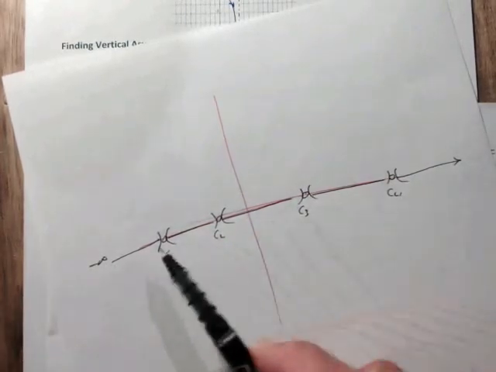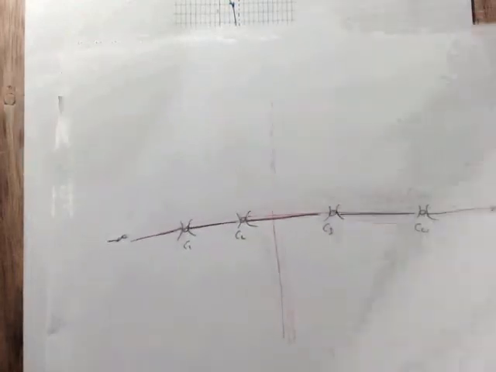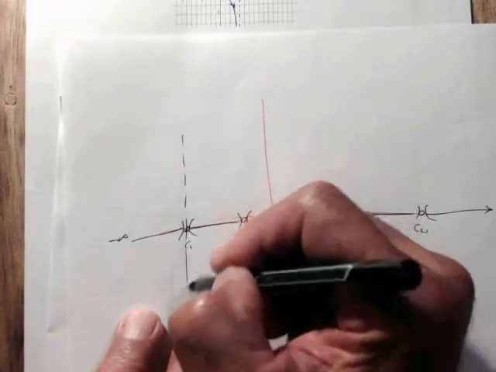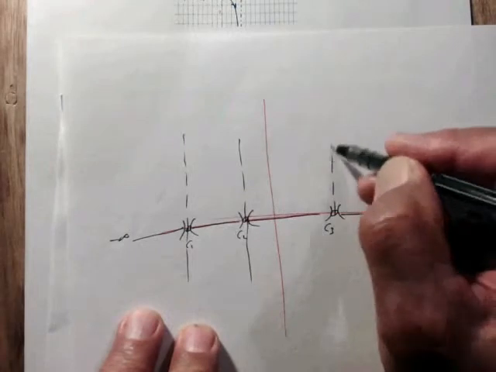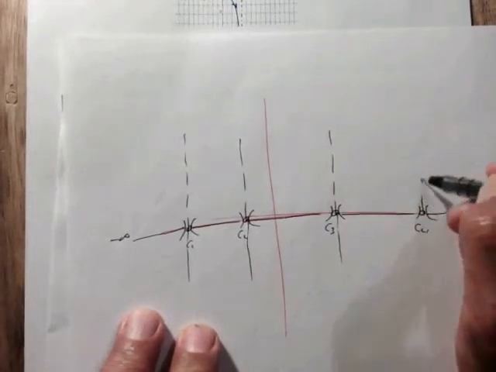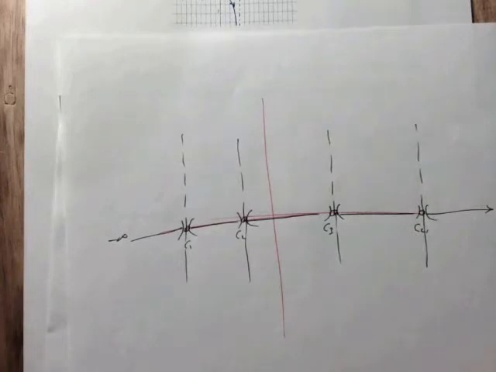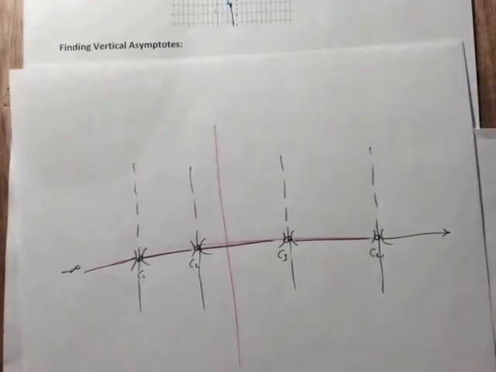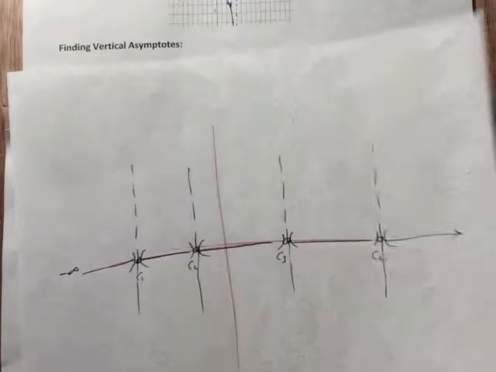Everything is in the domain except these numbers, and these are the zeros of the denominator. Therefore, at these points I have vertical asymptotes. You see, one here, one here, one here, and one. So for a rational function, vertical asymptotes occur at points which are not in the domain. Okay, so that's the theorem.